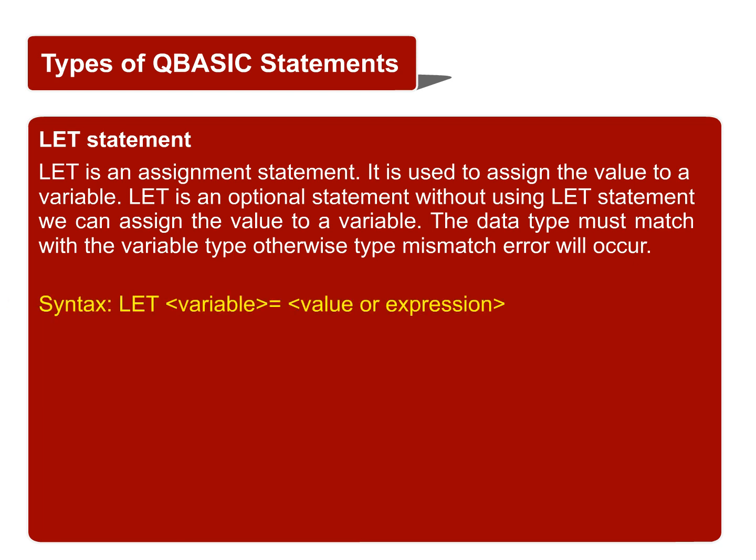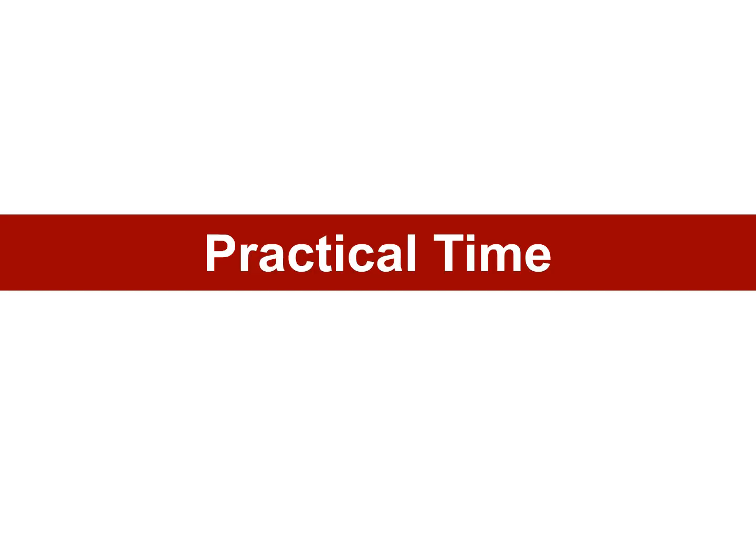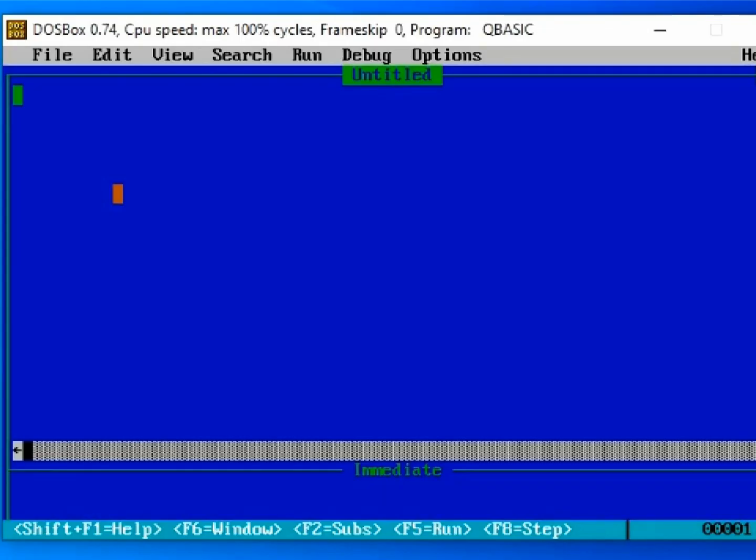Practical time. CLS. LET A = 20. LET B = 30. LET sum = A + B. PRINT "The sum is"; sum.